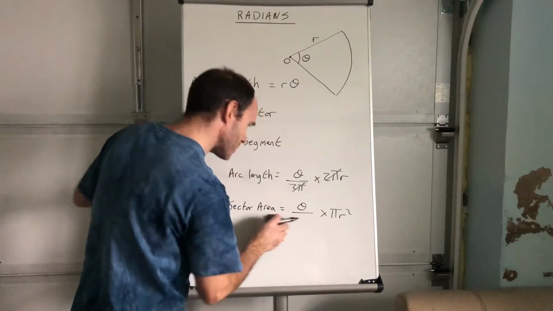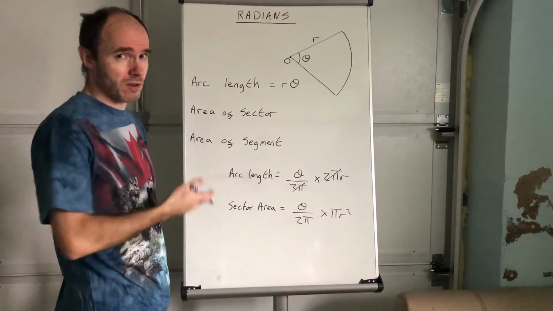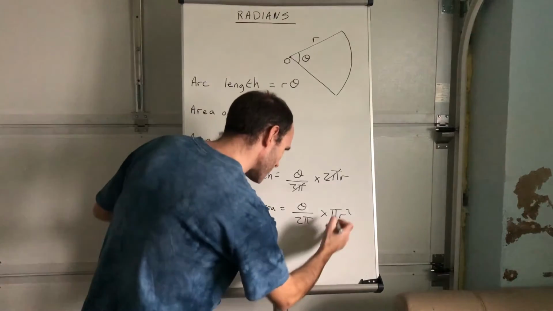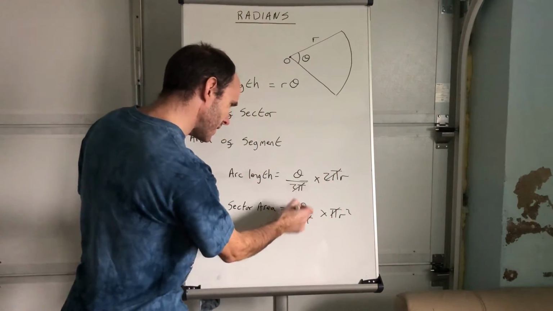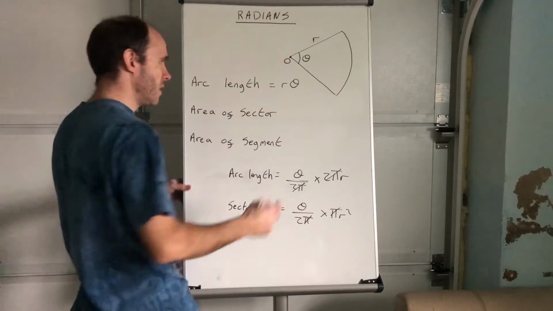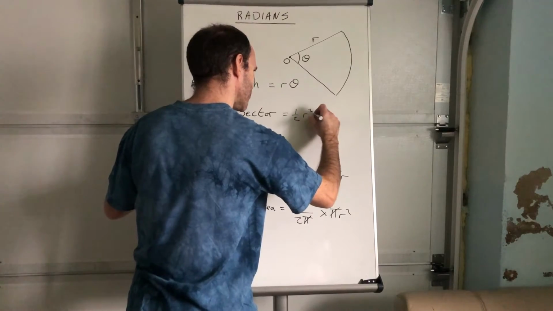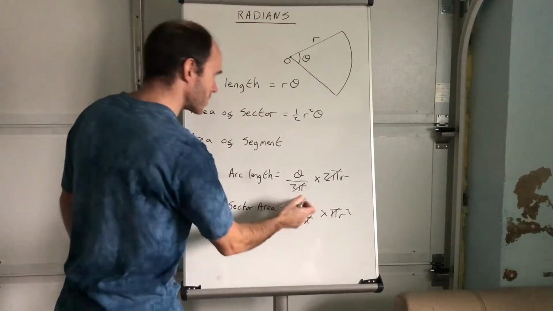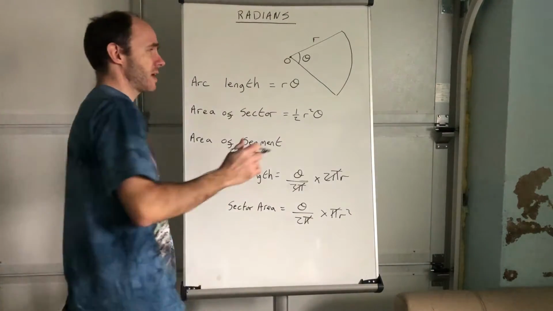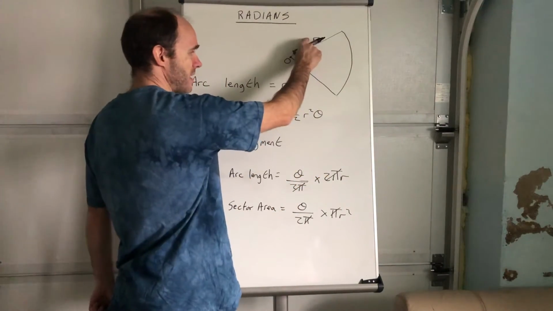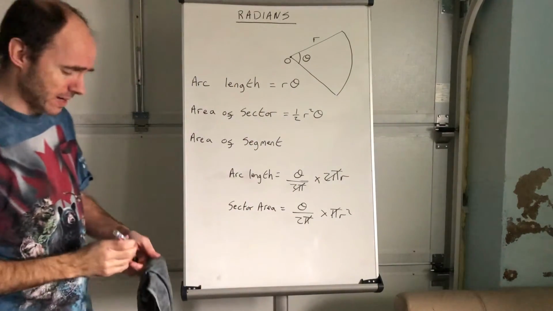Using the conversion between degrees and radians again, 360 degrees being 2 pi, we can write it like this, and if we do some cancelling, that pi there can go, and what we're left with is theta over 2 times r squared, or a half times r squared theta. Half r squared theta. That's our formula using radians for the area of the sector. So you square the radius, half it, and then multiply it by the angle. And then done, you've got your sector area.